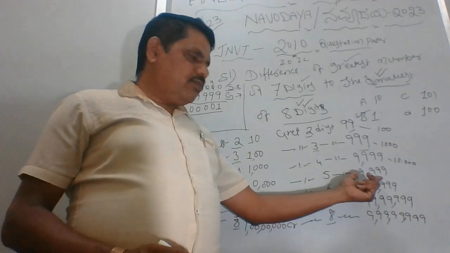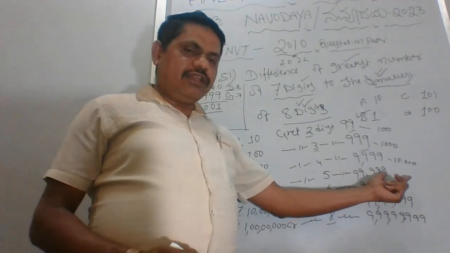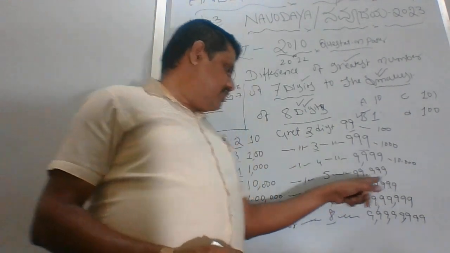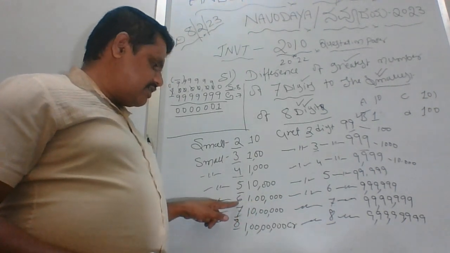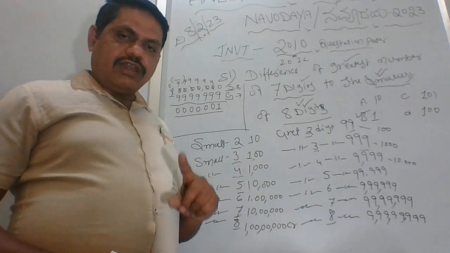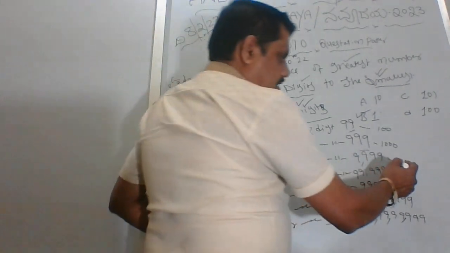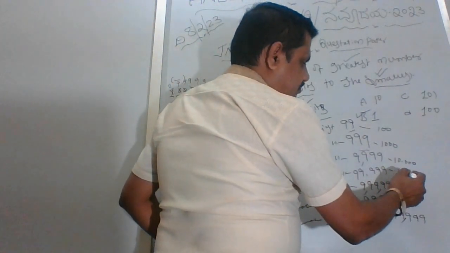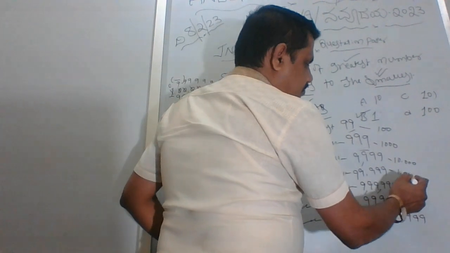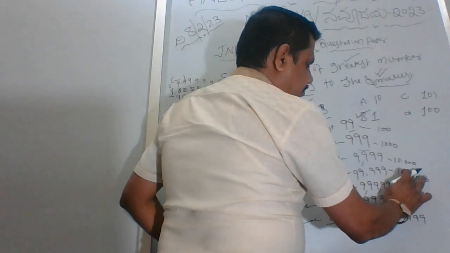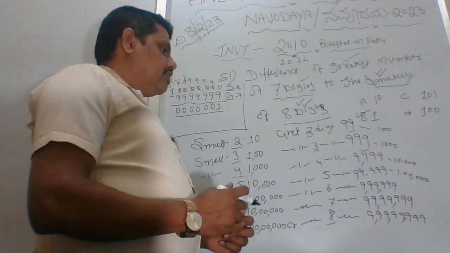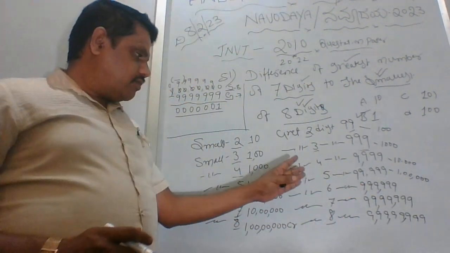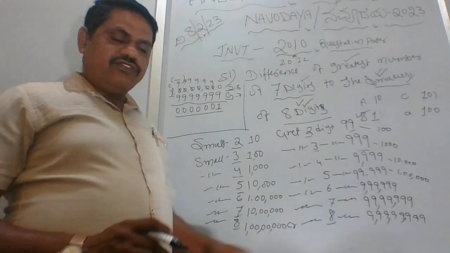Similarly, the 5 digit numbers end with 99,999. Once you complete this, you again fall into the category of the smallest number of the next digit count, that is a 6 digit number, which will be 1 lakh. Here we start with 5 zeros. So that's how it will follow the procedure.